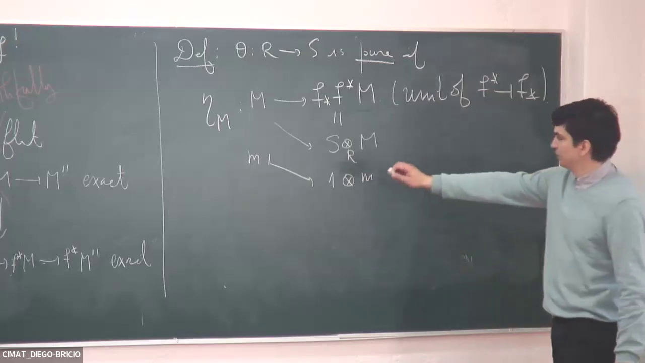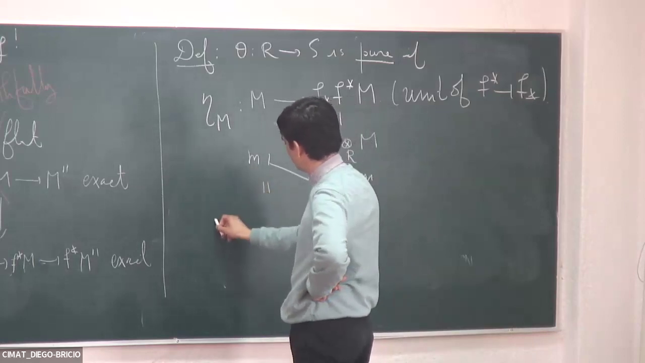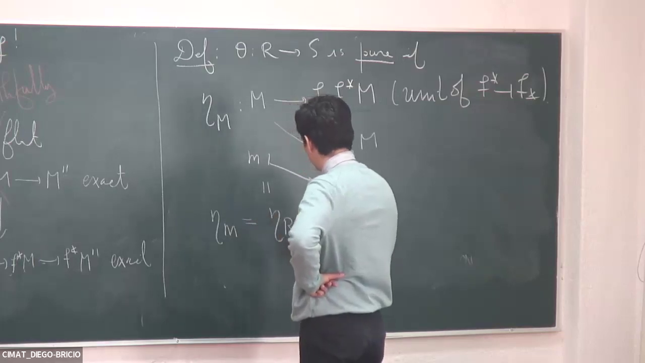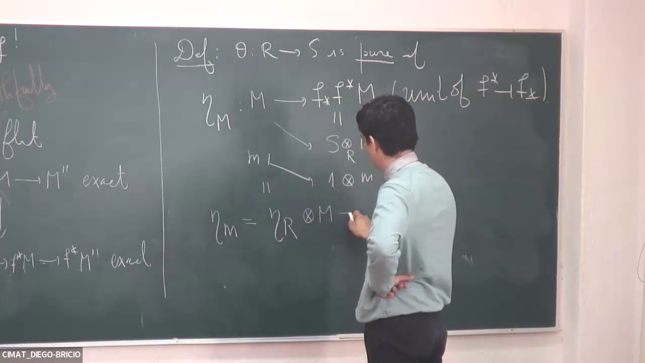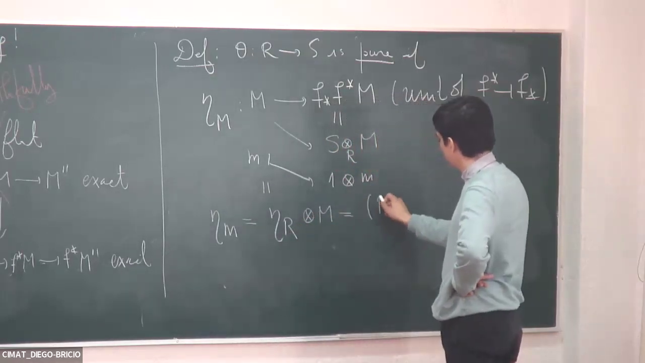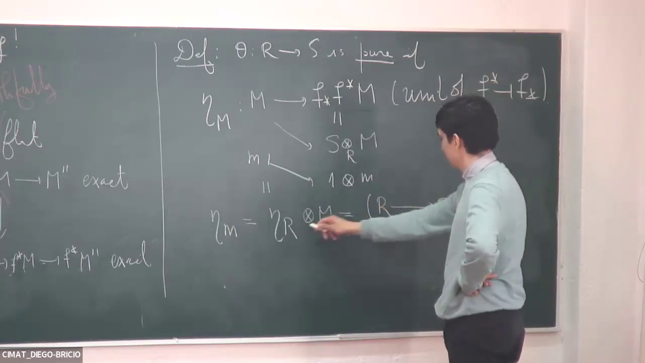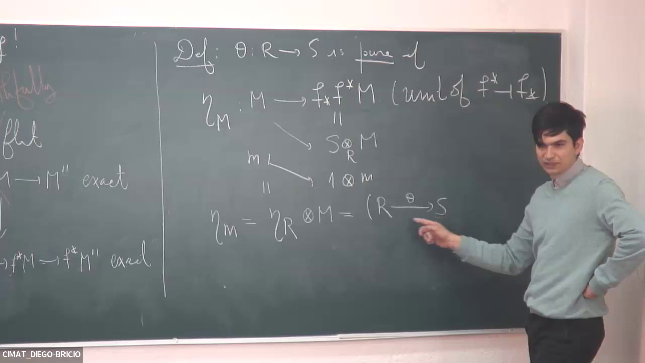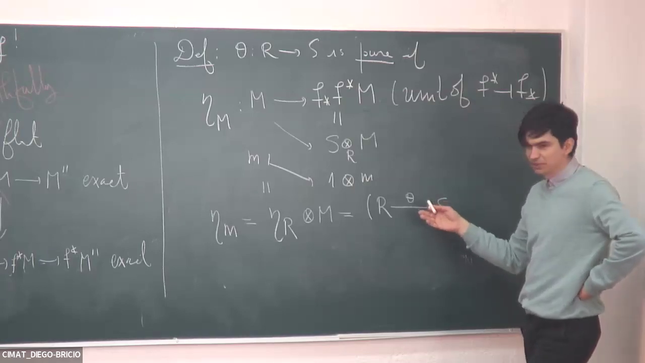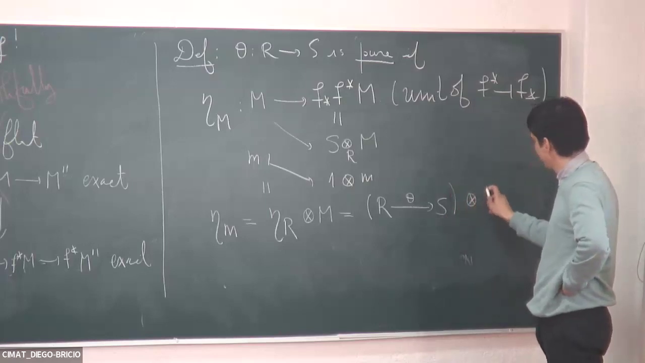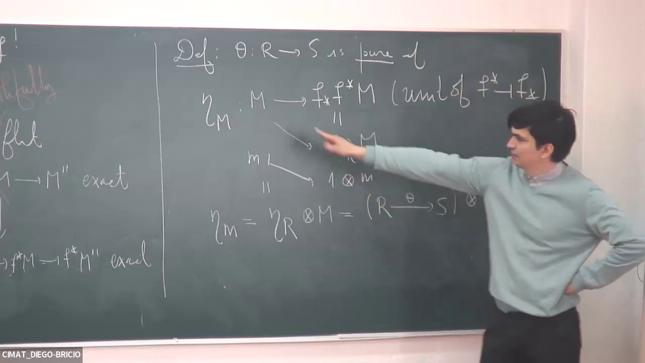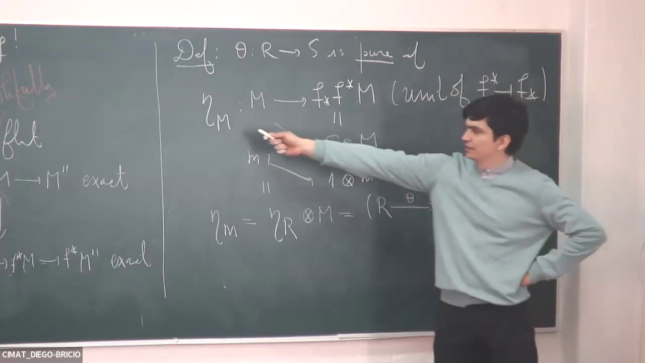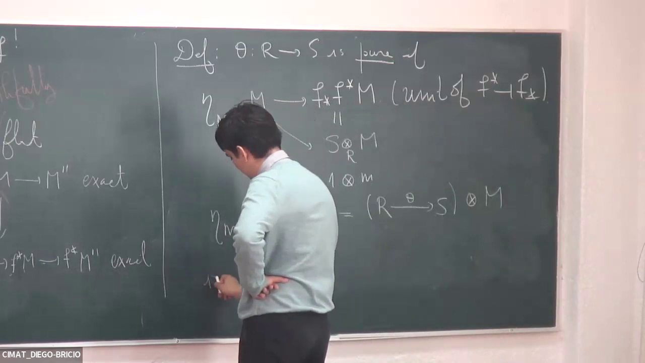So if it's pure, another way to think about this map that is useful is to notice that eta_M is equal to eta_R tensor M. What is eta_R? Eta_R is literally just theta. It's the map we started with. If you pull back R, you get S, and if you restrict it, you get the push forward. It's literally just theta, and you tensor with M. And M tensor R is M. So this is this map. So purity means that this is injective.